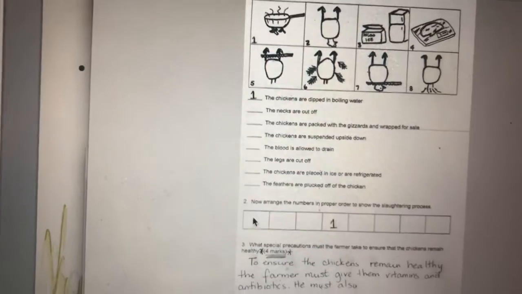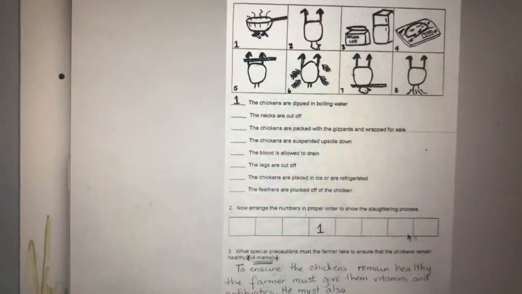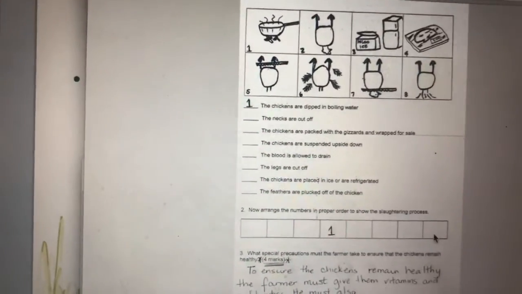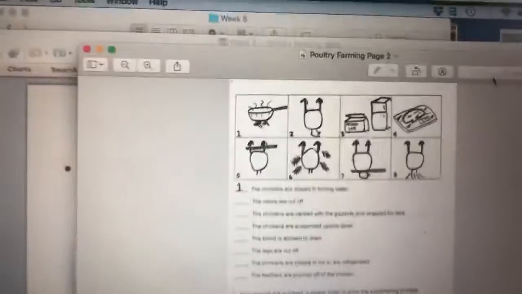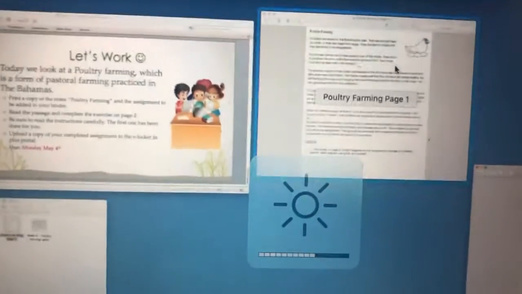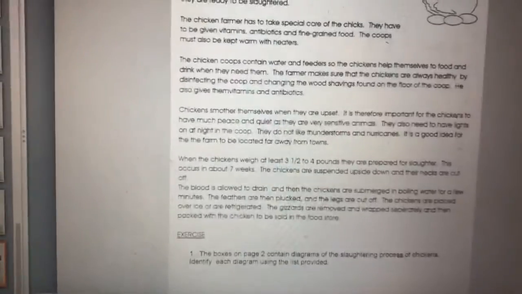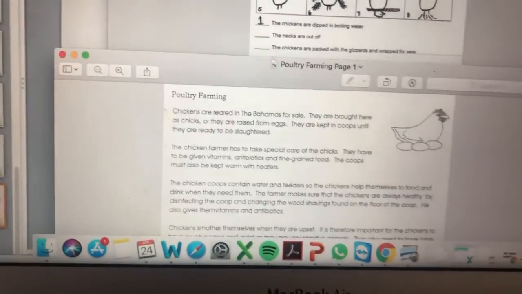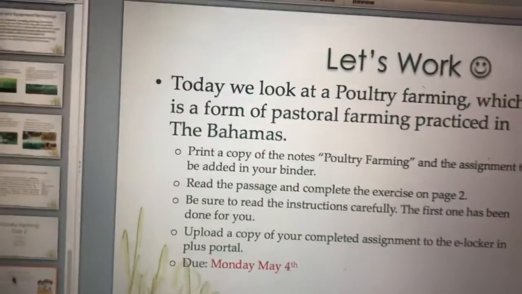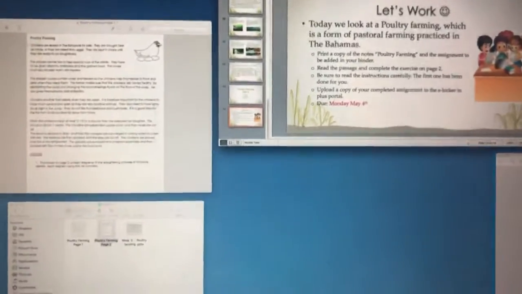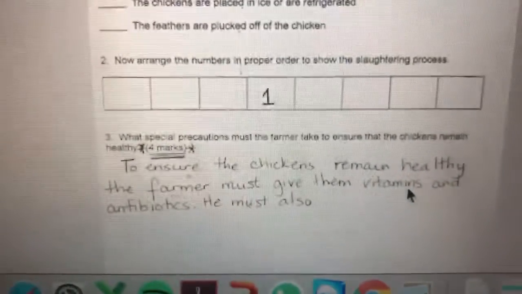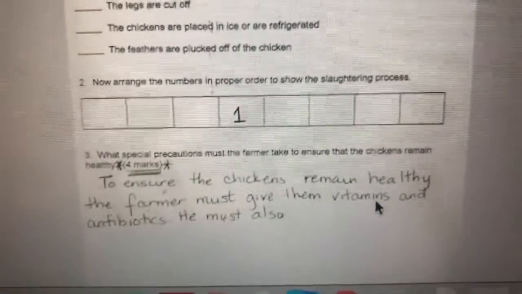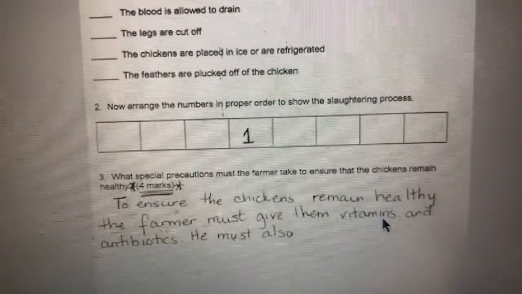Then you are going to have to put them in order of the slaughtering process from the start on the left-hand side to the end on the right. Use the first page to help you find that, okay? So all that information is here, okay? Let's go from there. And then when you have done that, you've got this final question here. What special precautions must the farmer take to ensure the chickens remain healthy?